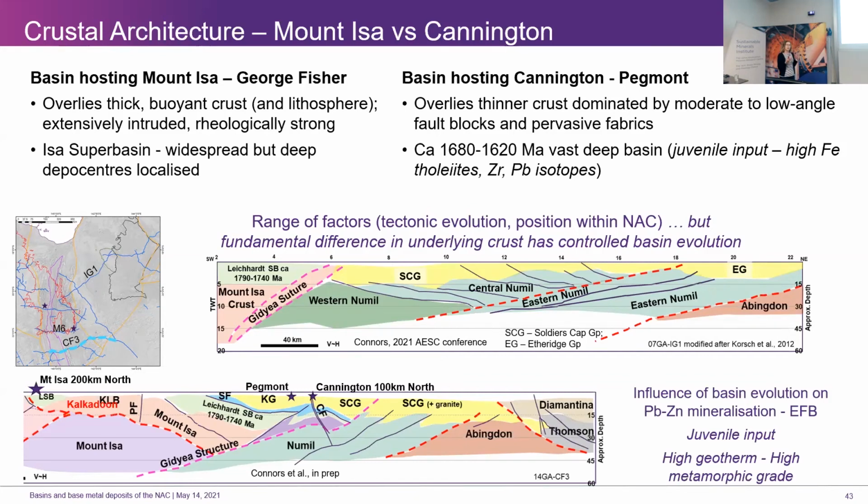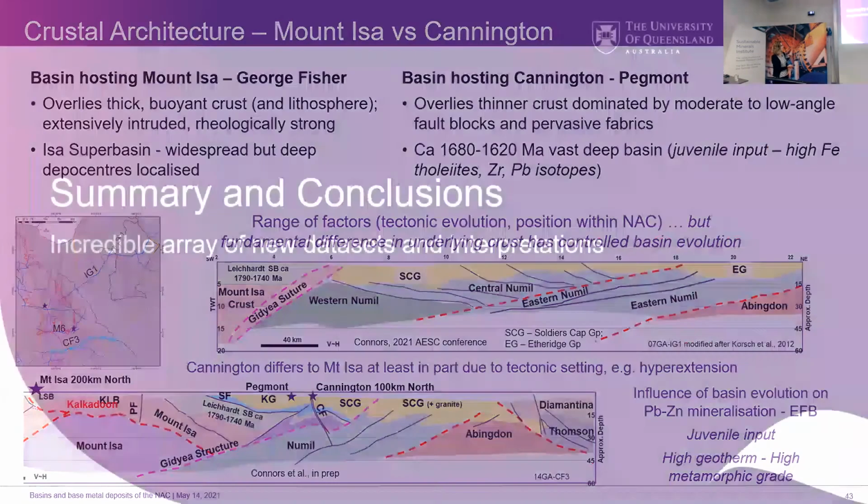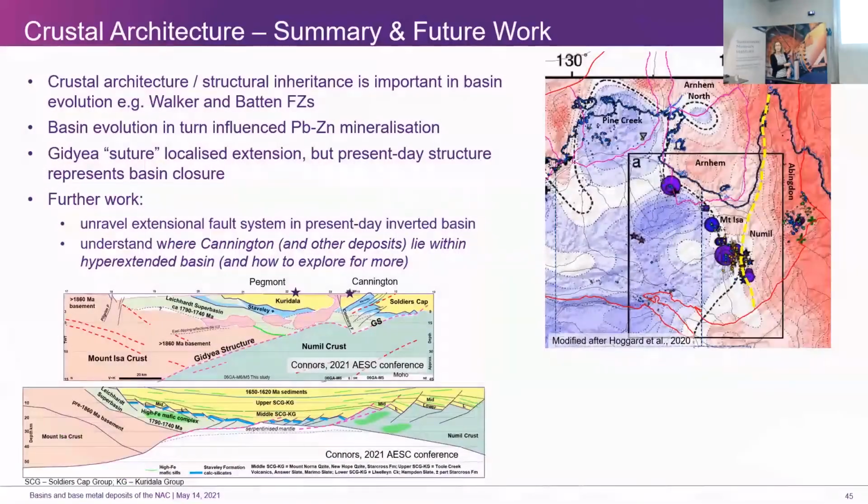So the crust controls the basin, and the juvenile input, that extension, the high geotherm and metamorphic grade, and that in turn controls the style of the ore body. So at least part of the difference between Cannington and Mount Isa relates to the setting of hyperextension there in the east. So a very quick summary.